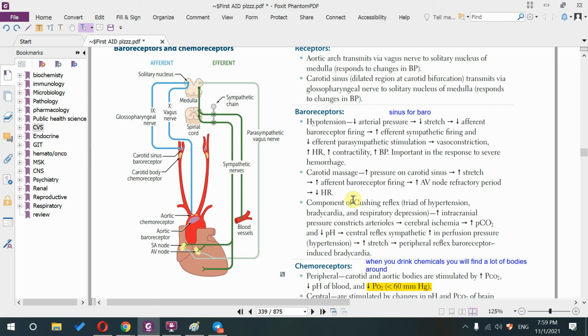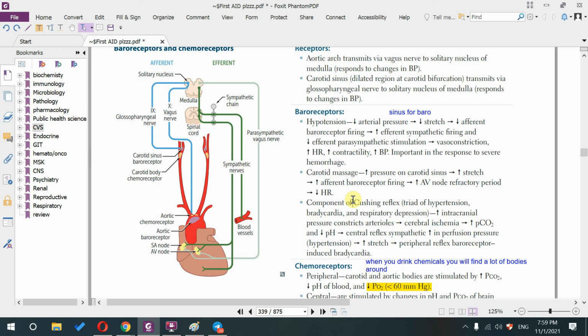So the second thing you must know about is the carotid massage. So when you do the carotid massage, there will be increased pressure of the carotid sinus, which increases the stretch. Increasing the stretch will lead to more afferent baroreceptor firing, which will falsely tell the medulla that your blood pressure is high. It will trick your medulla to think that the blood pressure is high just because of the stretch. And there will be a high AV node refractory period, which decreases the heart rate.